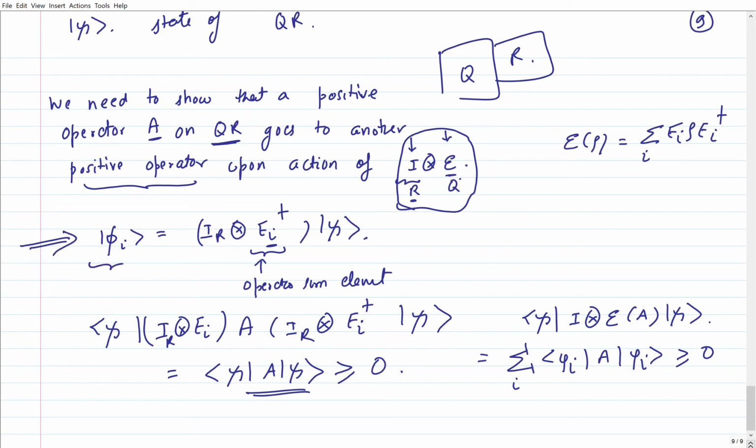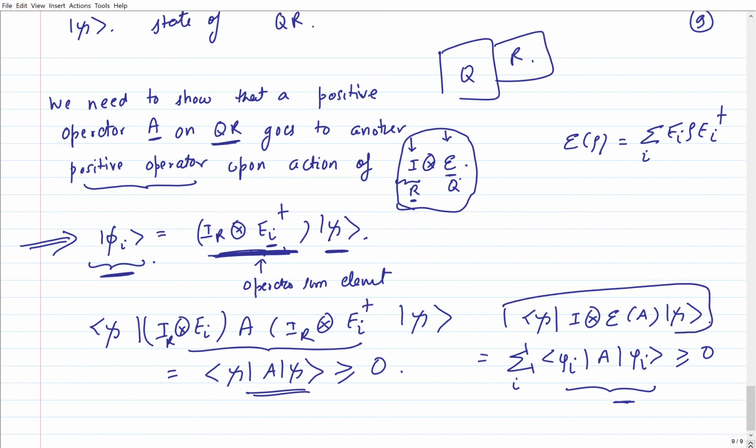I defined some vectors which would be mapped from my initial vector by the following quantum operation, and I showed that such an operation takes a positive operator to another positive operator, and if it is true for one of the I indexes, this is true for the sum, and that's how I showed that this operation applied on a positive operator gives me something which is positive.